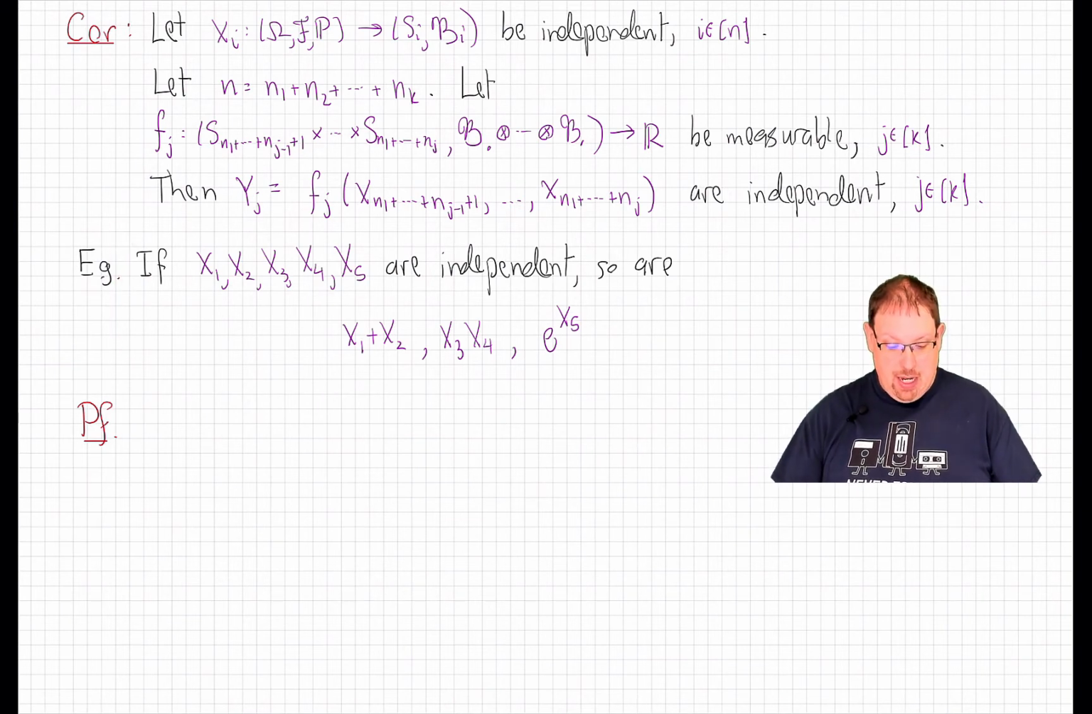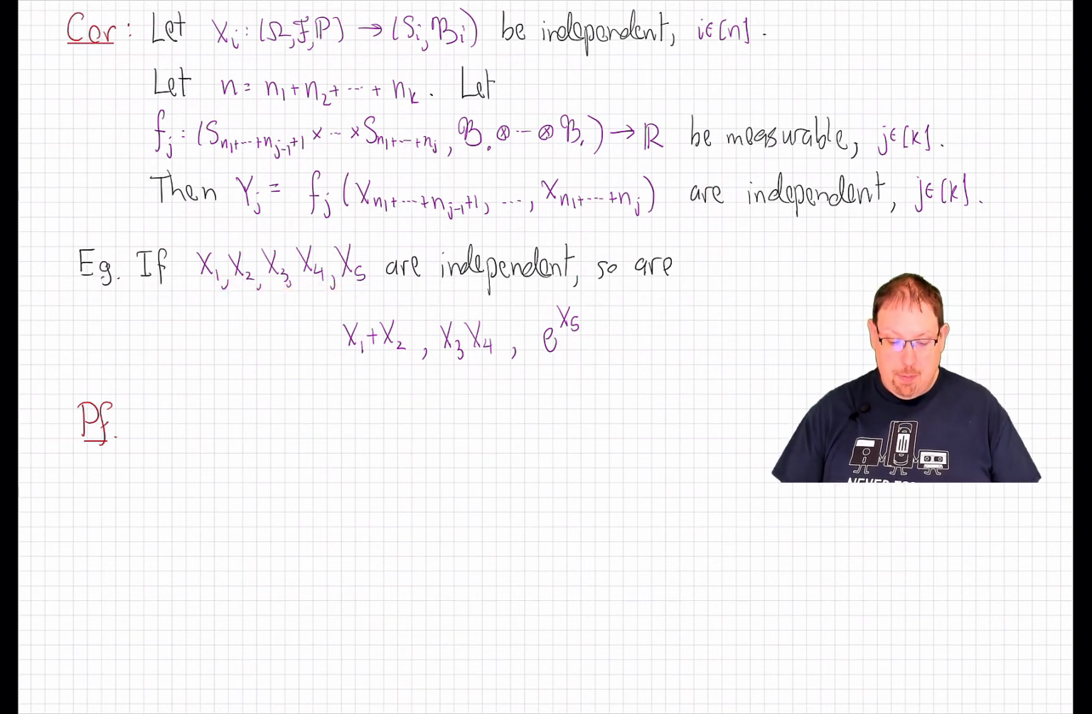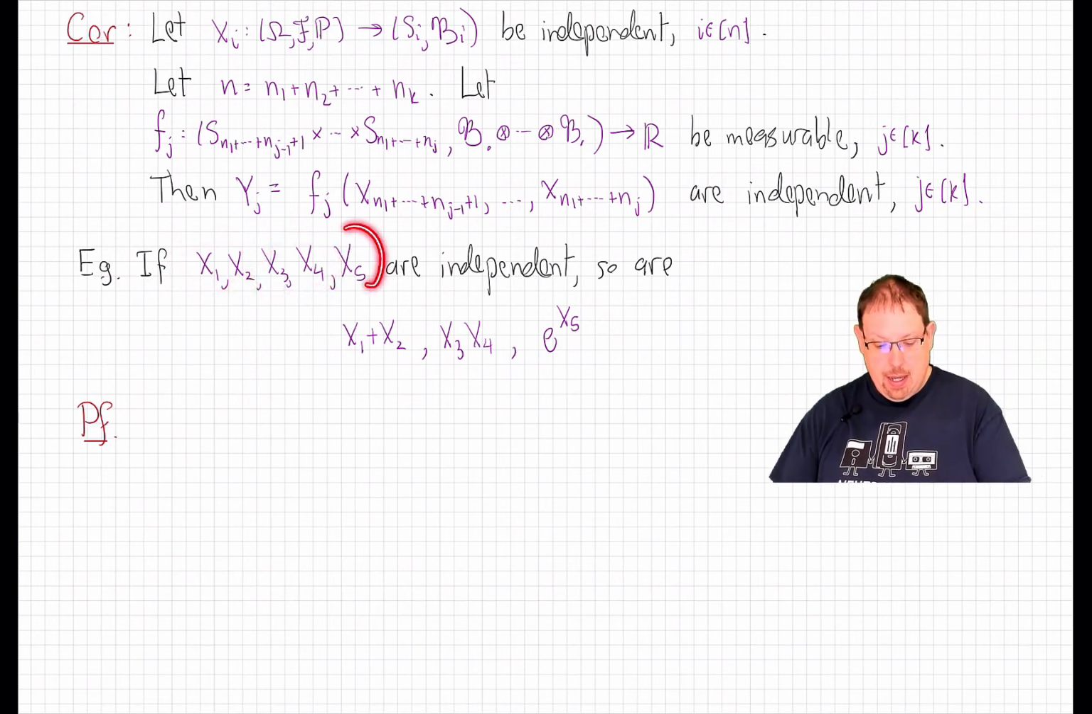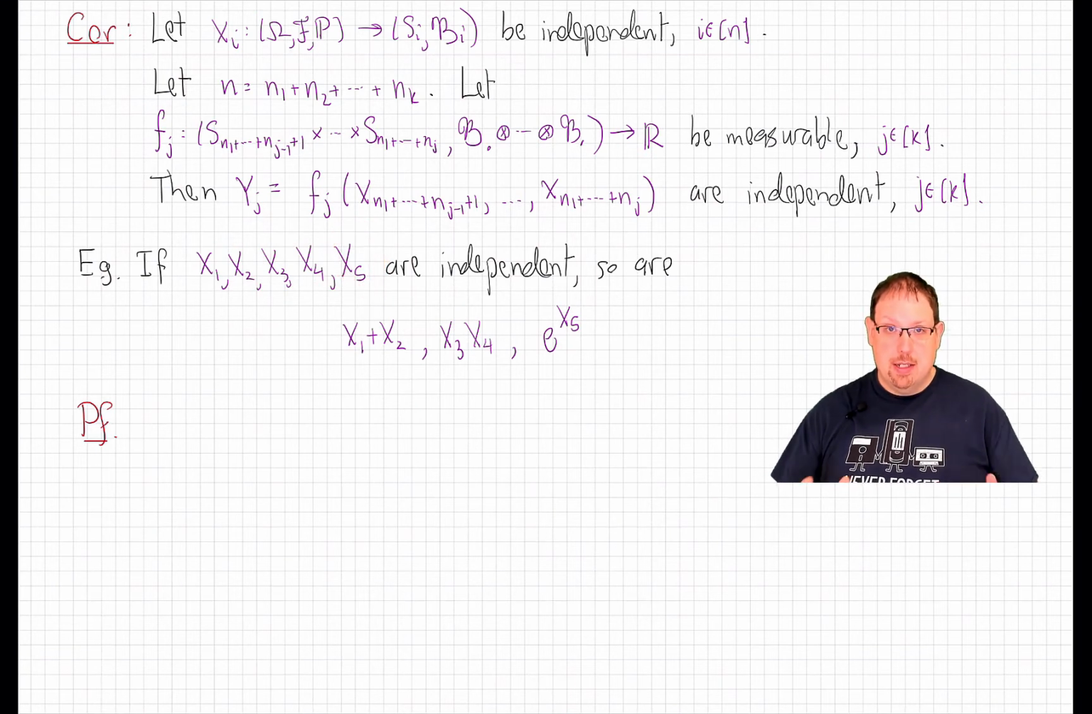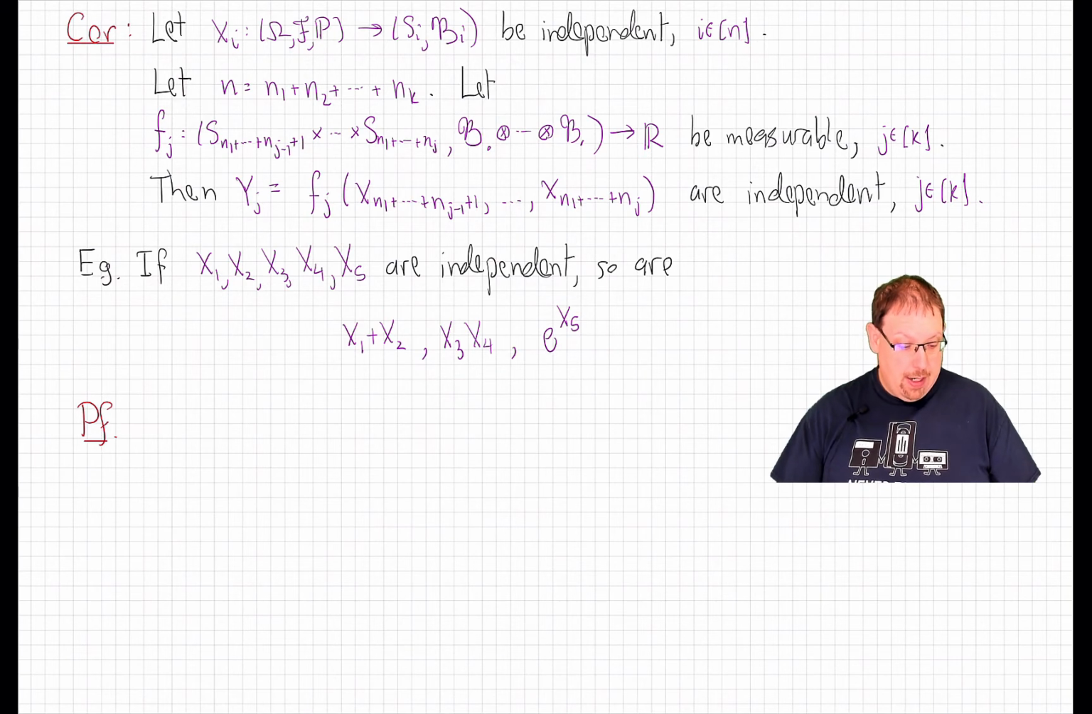In other words, what we're saying is, if I have random variables, say X1 through X5, that are all independent, then so are the classes X1 and X2, X3 and X4, and X5. Those classes of random variables are independent, and in particular, what that means is that if I take these three random variables, some function of X1 and X2, some function of X3 and X4, and some function of X5, then those will also be independent.